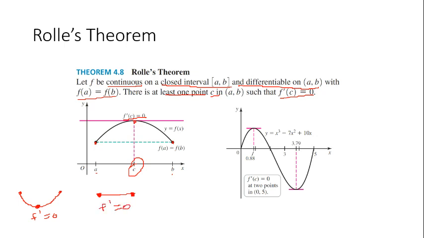Now it does say at least one point, so this over here is another example where you have a continuous and differentiable function on a closed interval where the endpoints have the same y-coordinate, and there are 2 points where the first derivative equals 0, right there at that local maximum and right there at that local minimum.